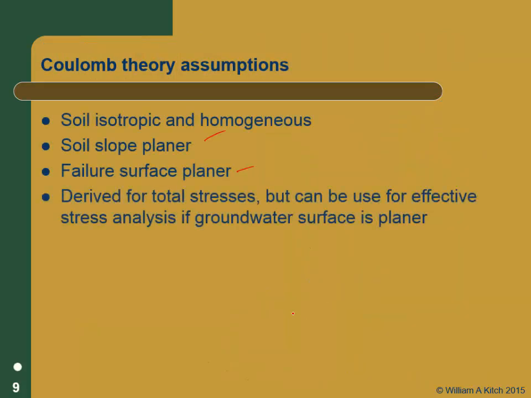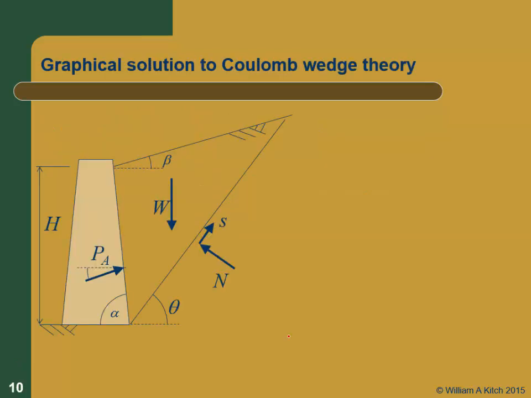We just did this derivation for total stresses. But we can do it for effective stresses if the groundwater surface is horizontal. If there's flow, the derivation's not exactly correct. So when we derived this and found an analytical solution, we just derived it with sum of forces equal to 0. We're not summing moments, we're just using two equations.